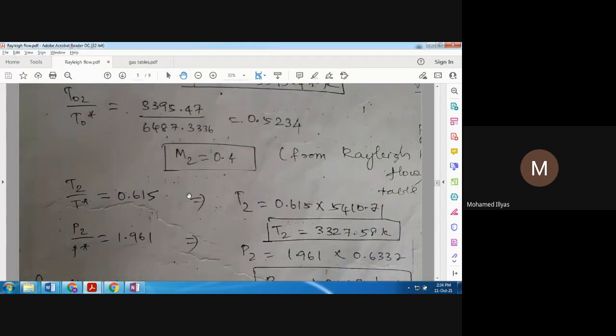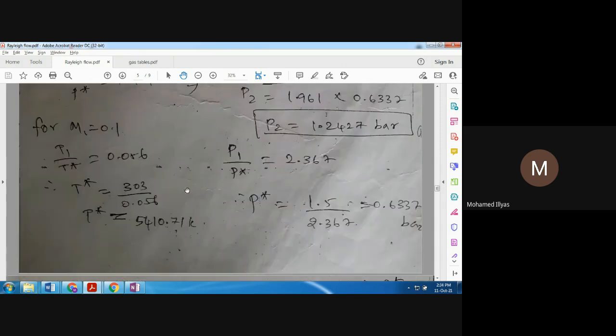So in Rayleigh flow, they may ask in different kinds of ways. If you are confident of using gas tables, then there won't be any problem. You can easily solve it.